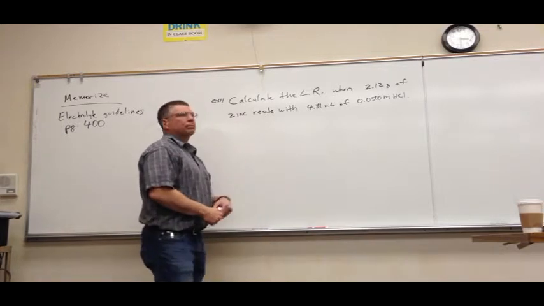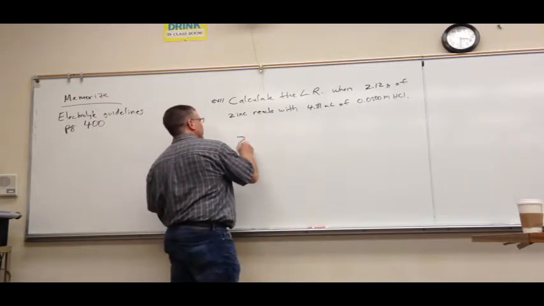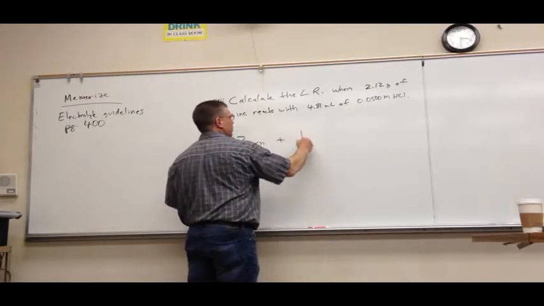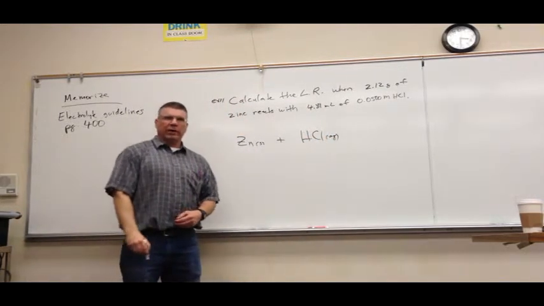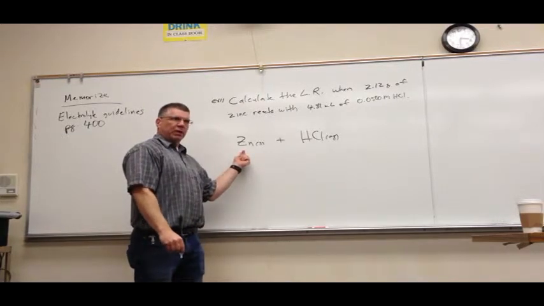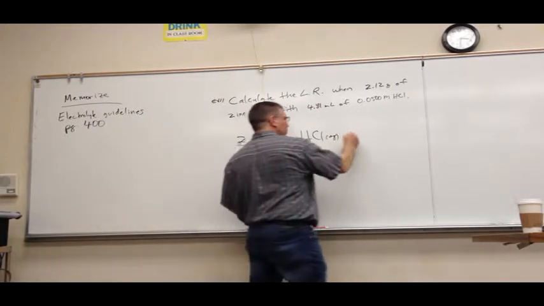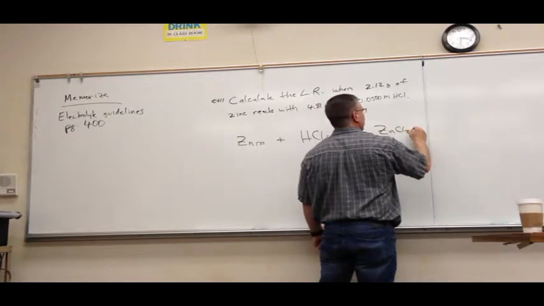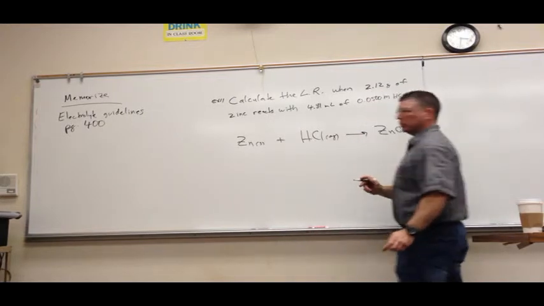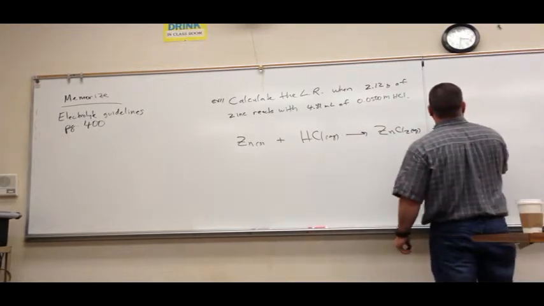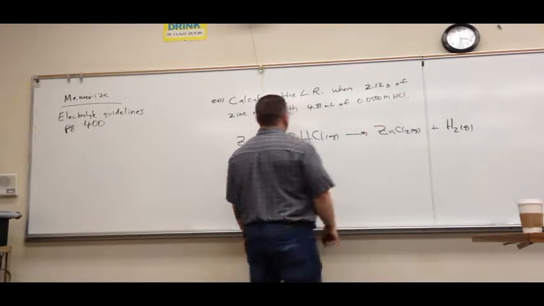So what are the reactants here? Zinc and hydrochloric acid. What kind of reaction is this? A single replacement reaction. That means the zinc displaces which element? Hydrogen, right? And that gives us zinc chloride. And what's the other product? Hydrogen gas. Then balancing it. That does it, right?